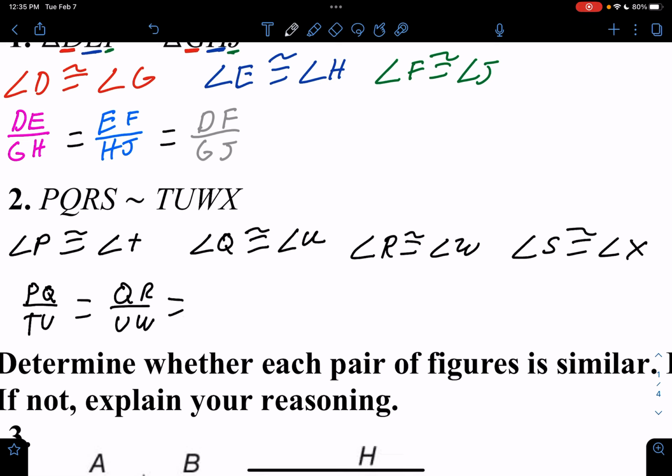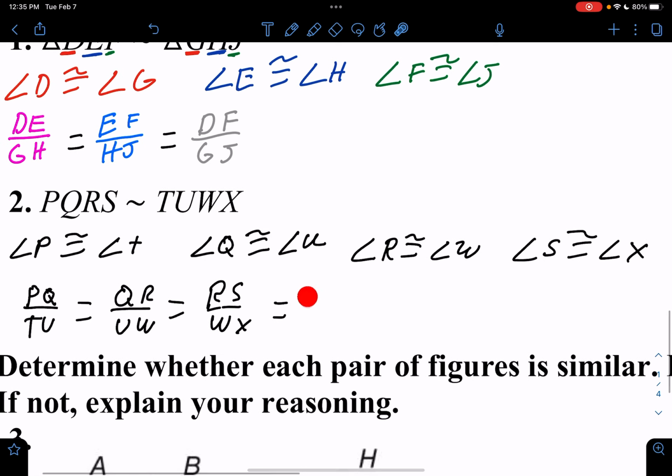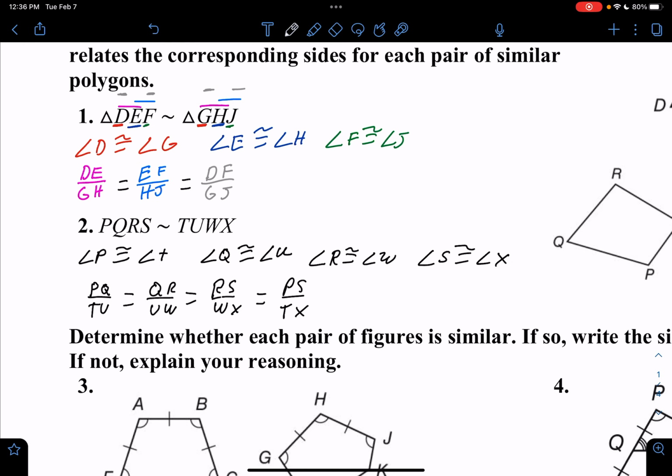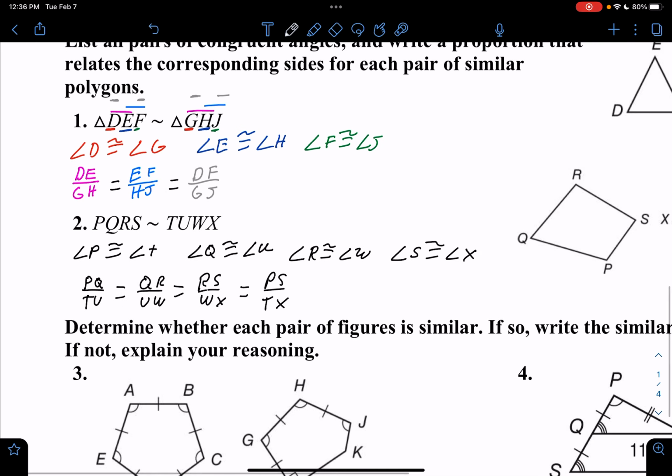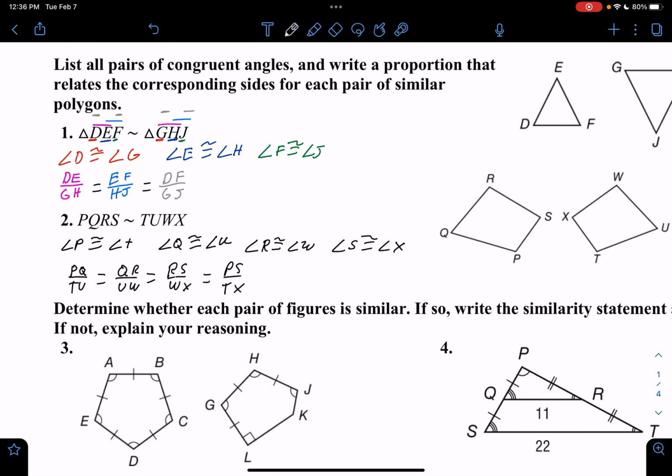just as RS is to WX, and finally, just as SP or PS, doesn't matter, is to TX. Doesn't matter the shape, just the more sides, the more writing that you have to do.